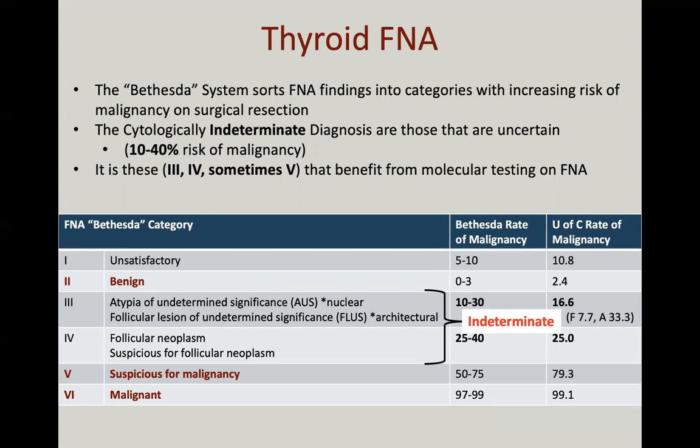So 1 is unsatisfactory, 2 is benign, 3 is atypia of undetermined significance or follicular lesion of undetermined significance. We'll go through what that means. 4 is follicular neoplasm / suspicious for follicular neoplasm. 5 is suspicious for malignancy, and 6 is frankly malignant. And so the Bethesda guide says, generally what we see is with this diagnosis, this many percent come out malignant. So I've put the estimated Bethesda rates of malignancy next to our University of Chicago documented historic rates of malignancy. And we are pretty much within range of what is expected.